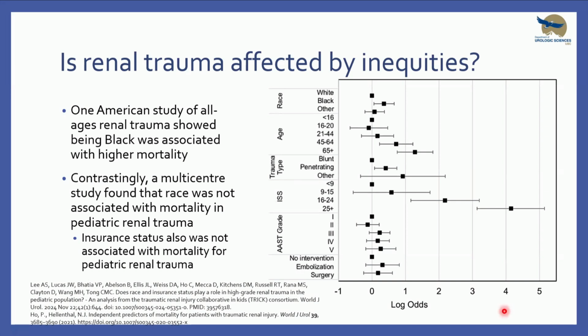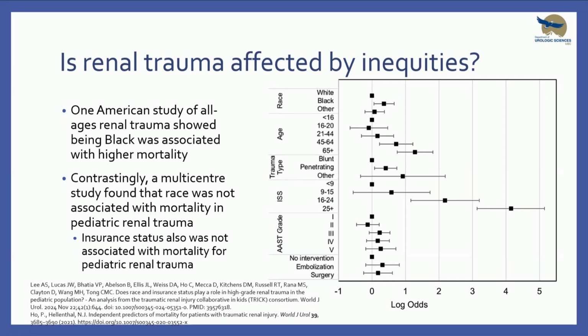I included one of their figures here on the right-hand side. You'll see white, their log odds was 0, so that's their standard. And then here is what they have as their risk for Black people with mortality for renal trauma.